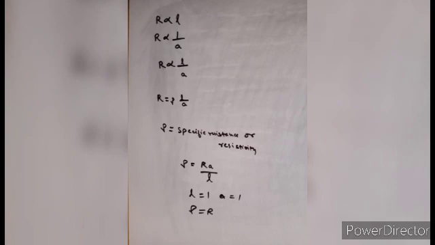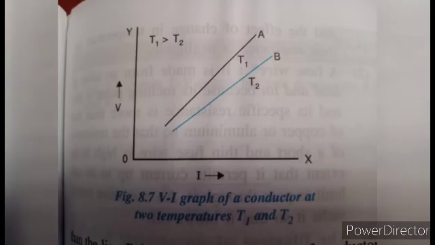Now temperature. With increase in temperature of the conductor, the random motion of electrons increases. As a result, the number of collisions of electrons with positive ions increases. Hence the resistance increases with increase in temperature. Now there is a graph of VI, that is the VI graph of a conductor at two temperatures, that is T1 and T2. You should know about this graph also.